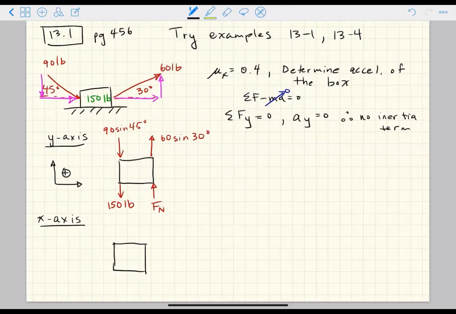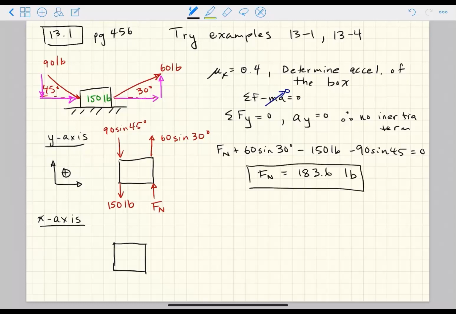So for positive ones, we have Fn plus 60 sine 30 degrees. And then we're going to subtract 150 pounds minus 90 sine 45, and that equals 0. So we don't really need to rearrange anything. We just basically simplify and then solve for Fn. And Fn, you will find, is 183.6 pounds. So there is our normal force.